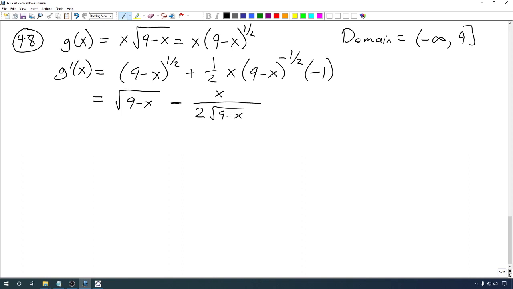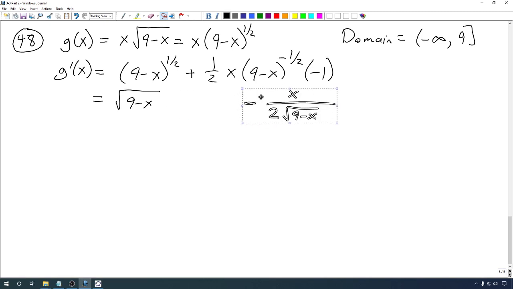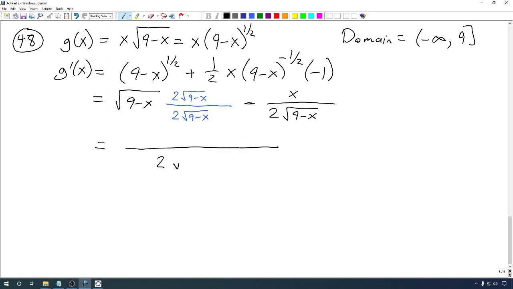Now that may not look quite simpler, but what we can do here is combine two fractions. First thing I'm going to do is move that over a little bit, and put in here a 2 times the square root of 9 minus x over 2 times the square root of 9 minus x. Essentially, I'm making a common denominator here. On the bottoms of both these are going to be a 2 times the square root of 9 minus x. And so my result here is going to have that on the bottom, but I'm going to have to figure out what's going to be on the top.